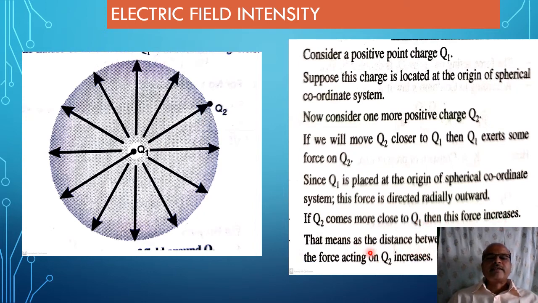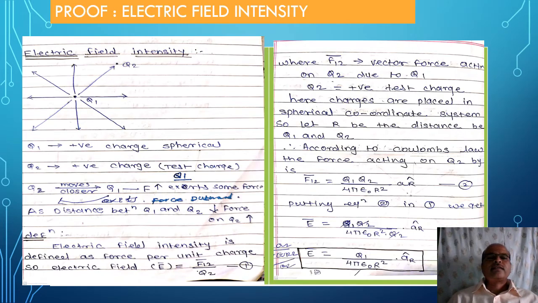That means as the distance between Q1 and Q2 decreases, the force on Q2 increases. So this is the basic setup, that we have to consider the Q1 and Q2 charges. Next, the proof of electric field intensity.